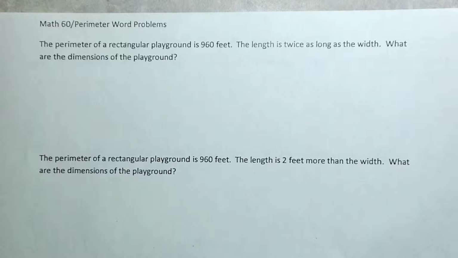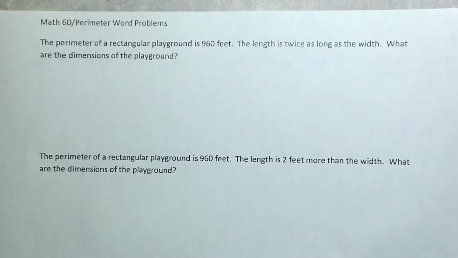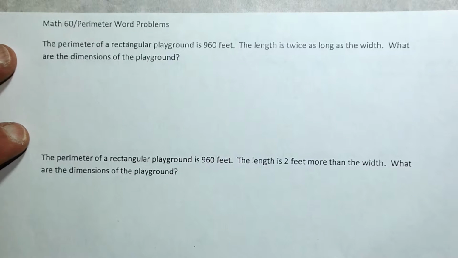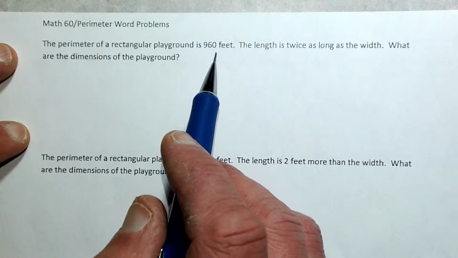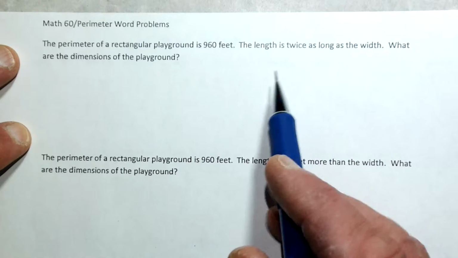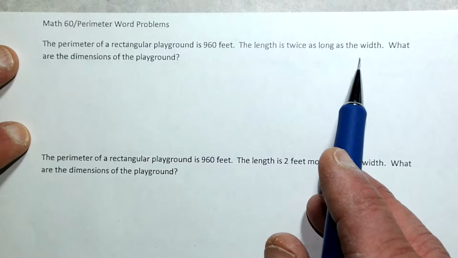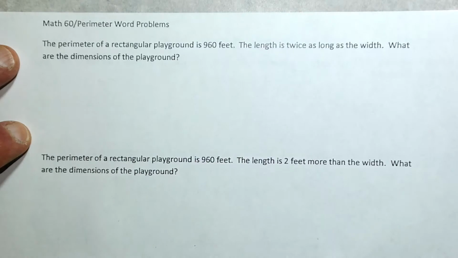This video is going to take a look at setting up and solving a set of equations to handle perimeter problems. In this particular case, the perimeter of a rectangular playground is 960 feet. The length, it says, is twice as long as the width. What are the dimensions of the playground?